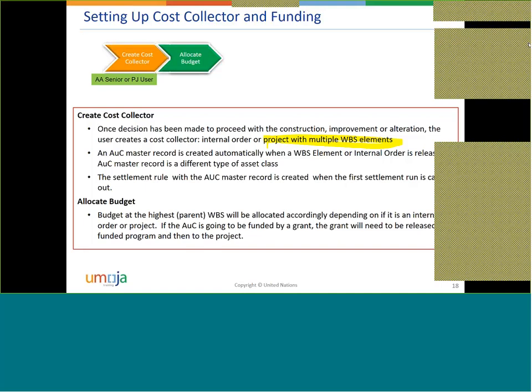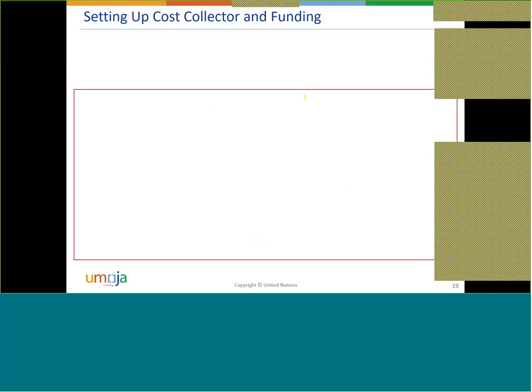So for this overview, I think that's fine. If it's clear, these two steps, please click on yes, so I know I can go to the next slide and we are going to finalize the presentation. Is this clear? Creation of cost collector and allocate budget. Please click on the green check. All right, very good. We go to the next one.